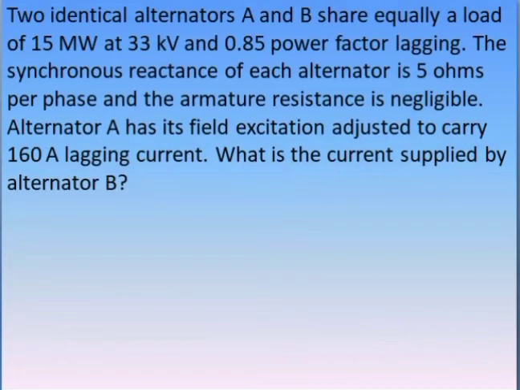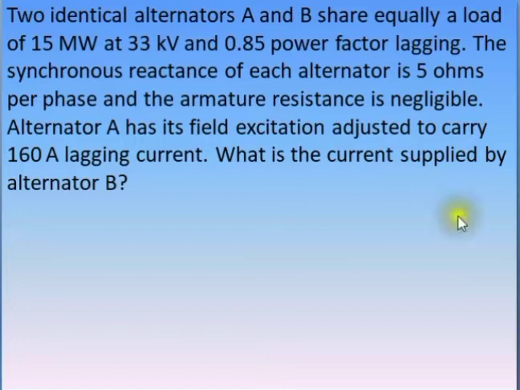Next, we have problem number 2. Two identical alternators A and B share equally a load of 15 megawatts at 33 kilovolts and 0.85 power factor lagging. The synchronous reactance of each alternator is 5 ohms per phase and the armature resistance is negligible. Alternator A has its field excitation adjusted to carry 160 amperes lagging current. What is the current supplied by alternator B?